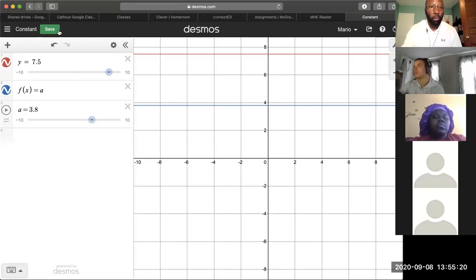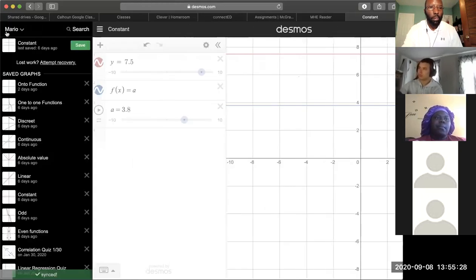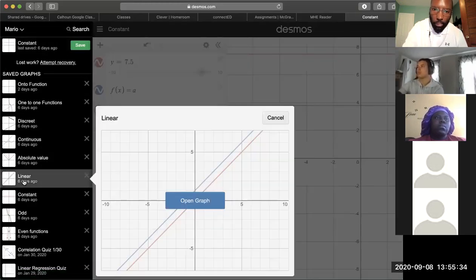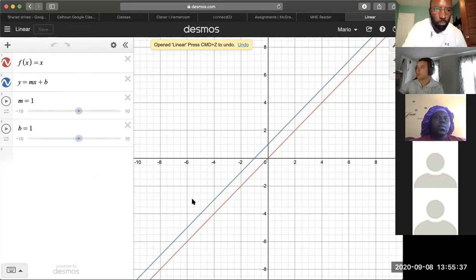Any questions on constant? Okay, straight line, real number, straight line. All right. The second type of function that I want to explore is linear functions.